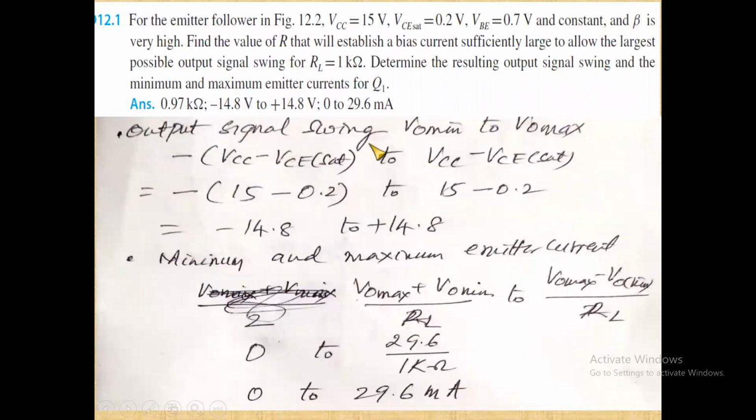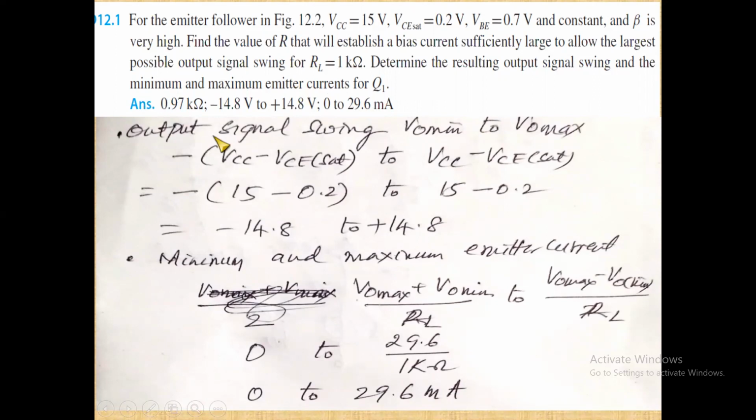Now let us take some of the numericals associated with this. So here we have, for the emitter follower in the figure which we have considered, VCC equal to 15 volts, VCE sat equal to 0.2, VBE equal to 0.7 and constant, and beta is very high. Find the value of R that will establish... So this we will not find because this is associated with the constant current source, but rather we will try to find out from the other two parts here. So we'll assume RL is equal to 1 kilo ohm, determine the resulting output signal swing and the minimum and maximum emitter current for Q1.